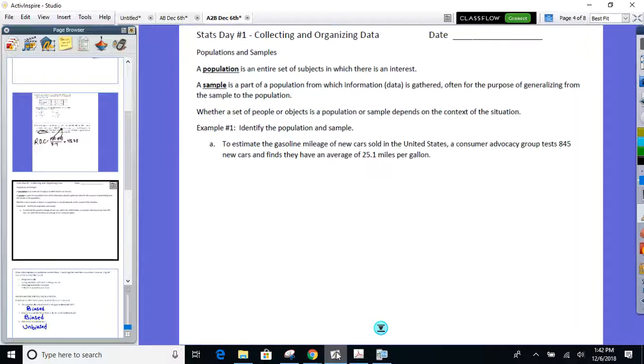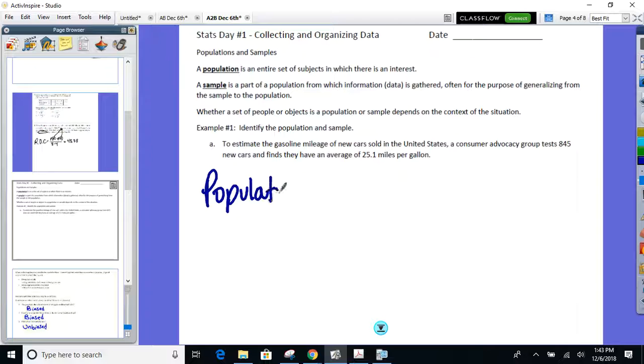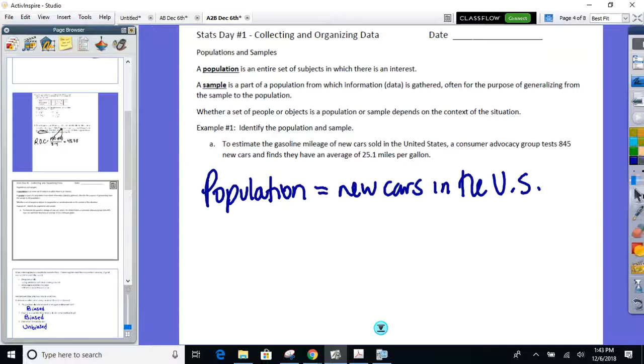What's my population? What am I studying? New cars in the US. That's my population, new cars in the US. I don't need to know what you're studying, I just need to know who you're studying. So the population here is new cars in the US. Everyone all right with that? That's virtually impossible to do, so I made a little bit smaller size, and that would be?